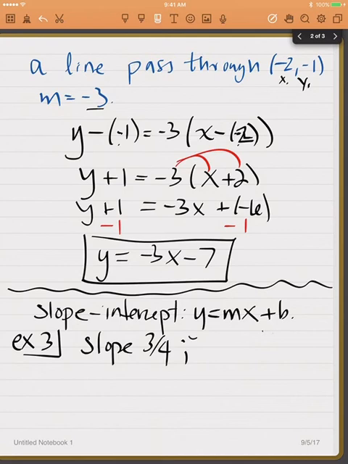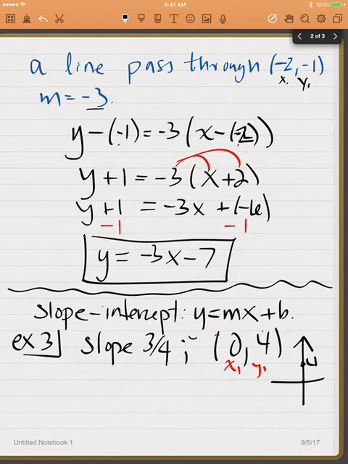They'll say a slope of 3 over 4, and they'll give you the point. So it does pass through the point 0, 4. So if you notice this is your x1 and this is your y1. If I were to graph this point really quick, the point 0, 4 is right here. It's the y-intercept. So this is actually your y-intercept.